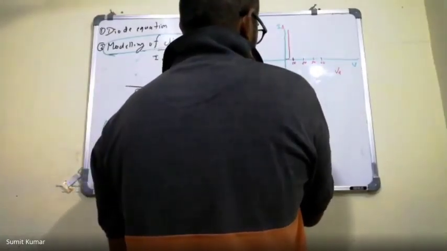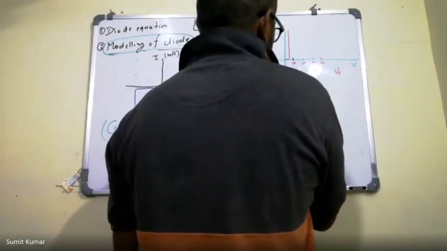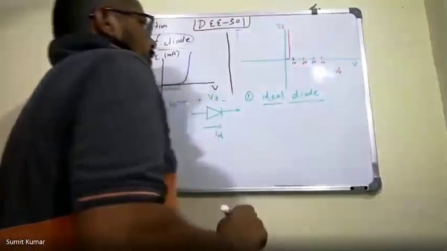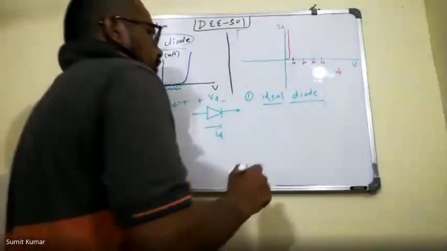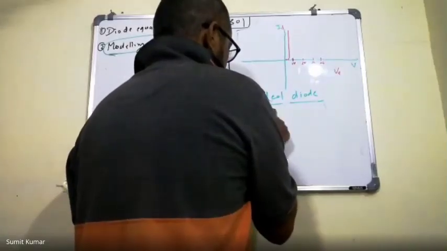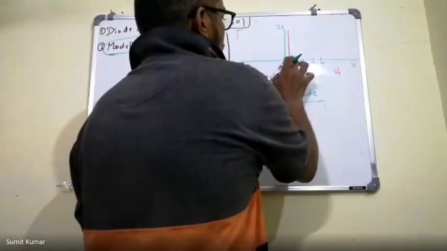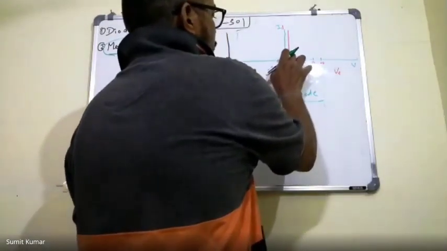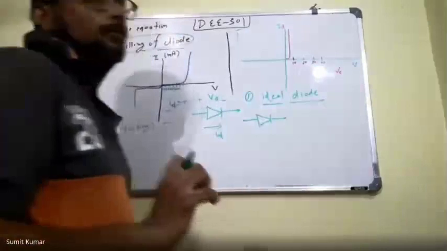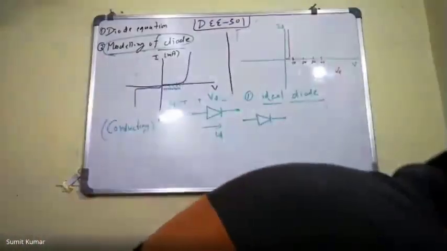First model is the ideal diode model. In this model, we need to understand two things. We represent when the diode is conducting. What we do in this model is approximate this value, because it is very near to this. If I neglect this 0.7 volt, then my characteristics will be like this.